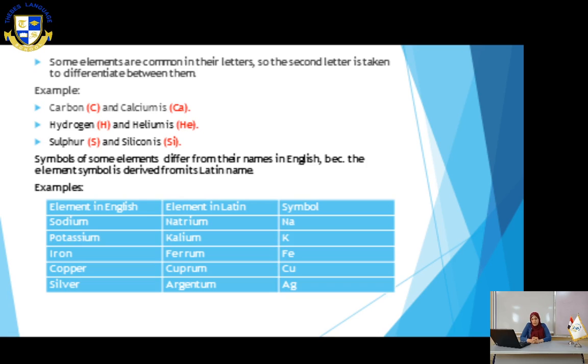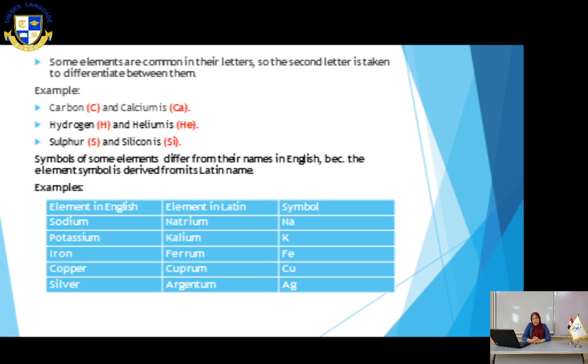And hydrogen and helium. Hydrogen and helium both start with the letter H. So we take the letter e, written in small, to differentiate between hydrogen and helium. And so on with sulfur and silicon. Sulfur is written only S, and silicon is written Si.